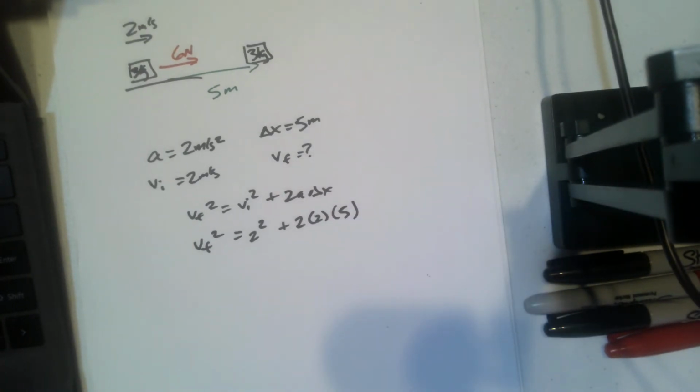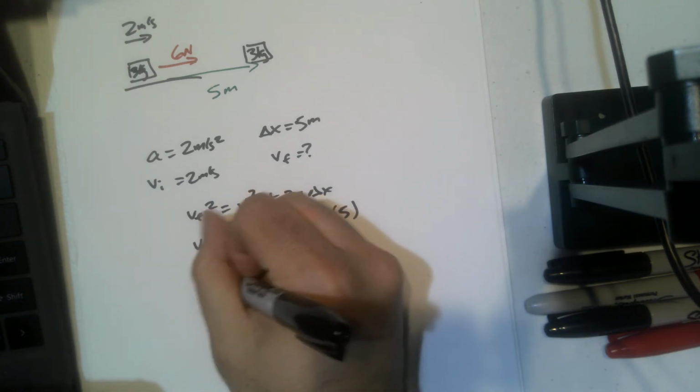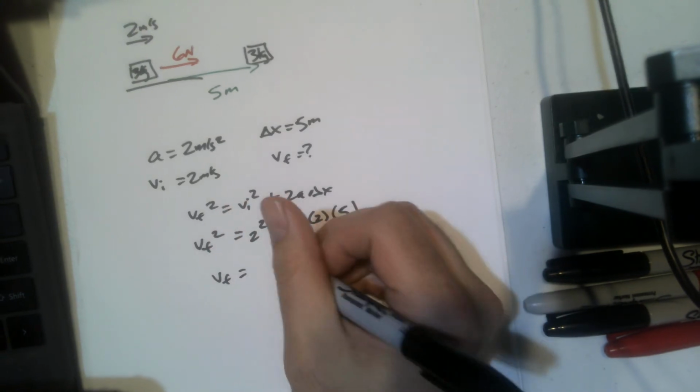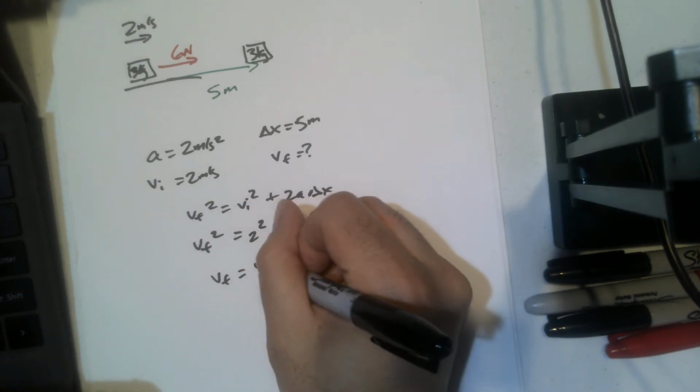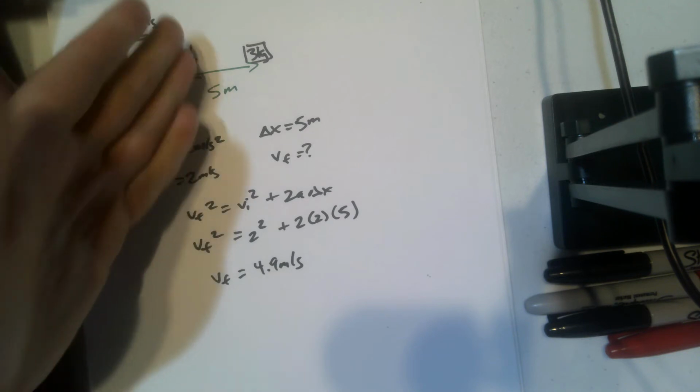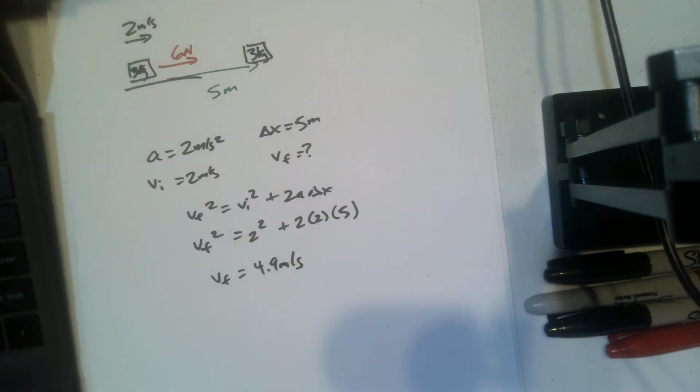So running through the math there, we got 2 squared plus 2 times 2 times 5. That gives me 24. I'm going to square root. And then what I can see here is that my final velocity ends up being, if I round it, 4.9 meters per second. So I've clearly gained some kinetic energy here, and we've done it by the application of a force over a distance.